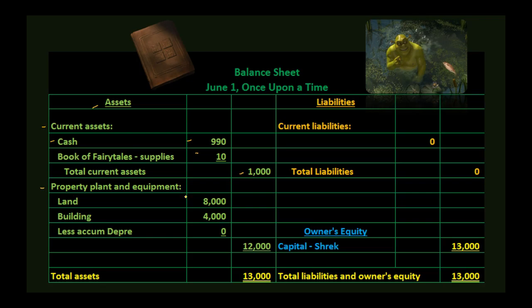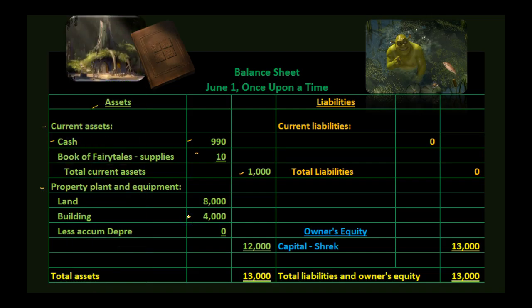So we've got the land. I'm going to give a kind of arbitrary number of 8,000 here, shillings. Once again, note that we have to say the land is going to be in terms of a dollar amount or shilling amount. And then the building is going to be 4,000. I'm going to put 4,000 on the building. Just kind of made those numbers up.